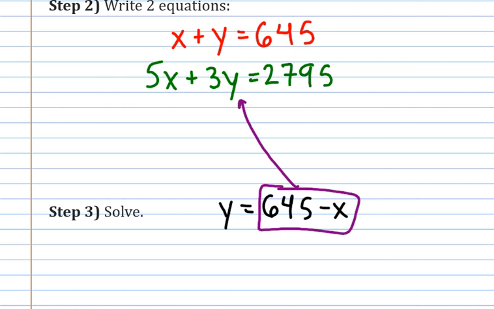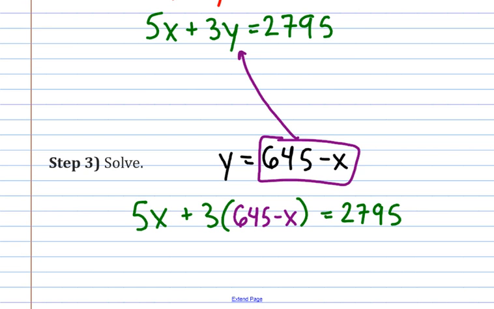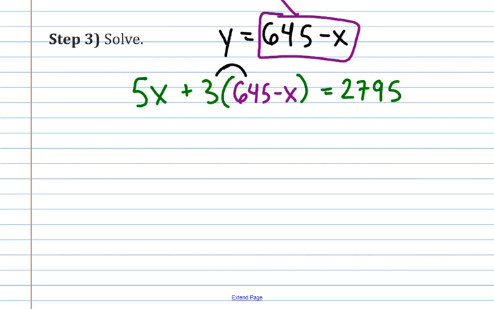Now I'm going to take this y and I'm going to substitute this in for y in the other equation. So now that other equation, my cost equation, becomes 5x plus 3, and instead of writing y, I know that y is actually equal to 645 minus x equals 2795. Now I'm solving just like we were doing in first quarter. Distribute through.